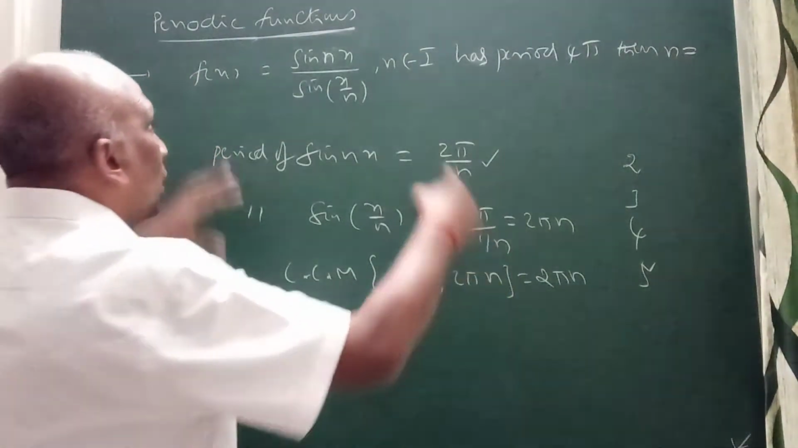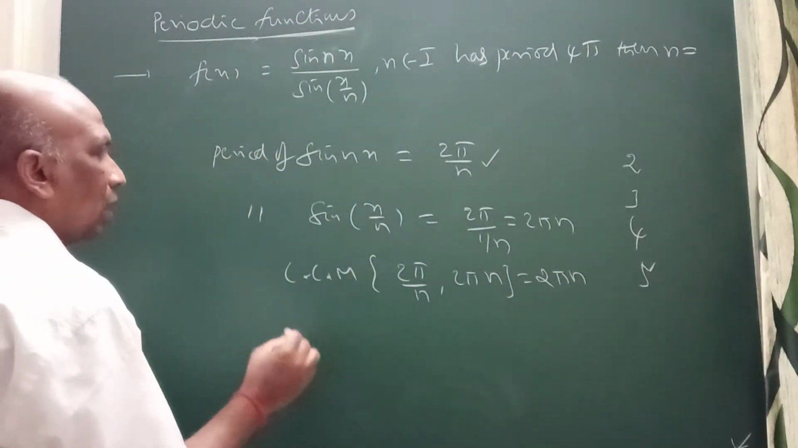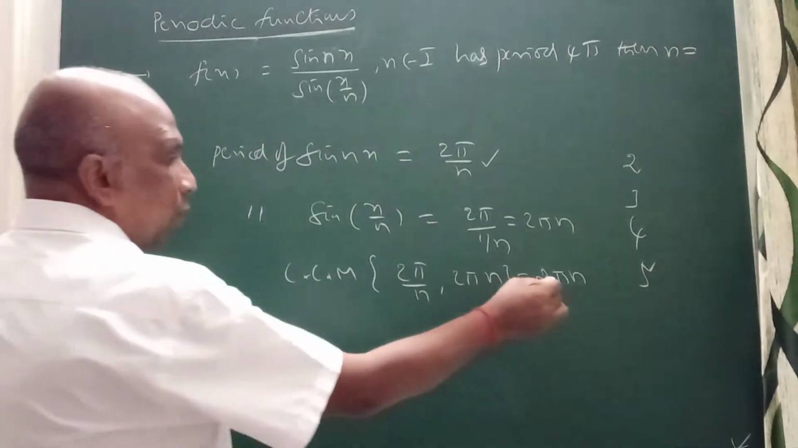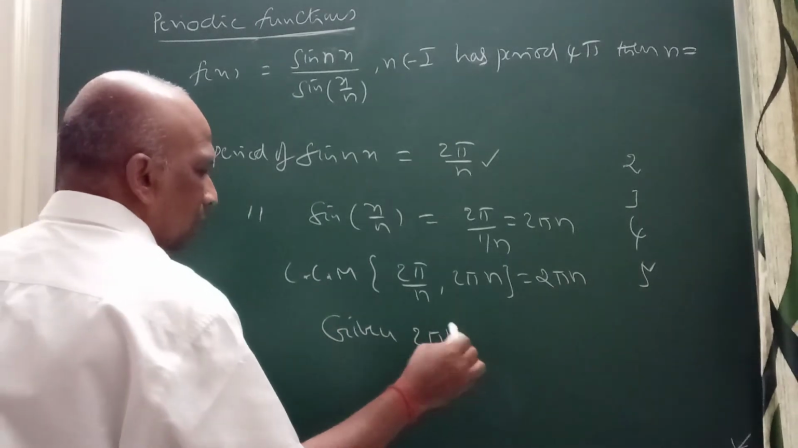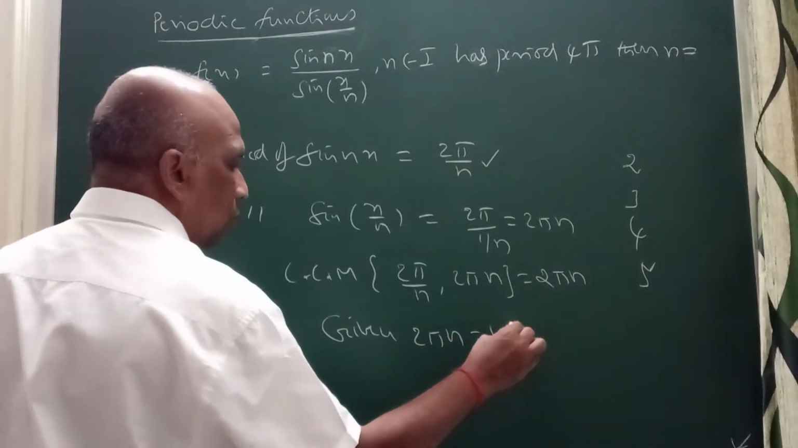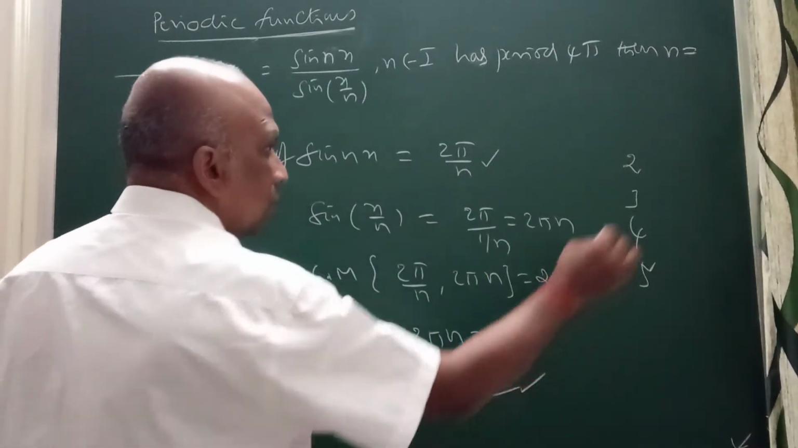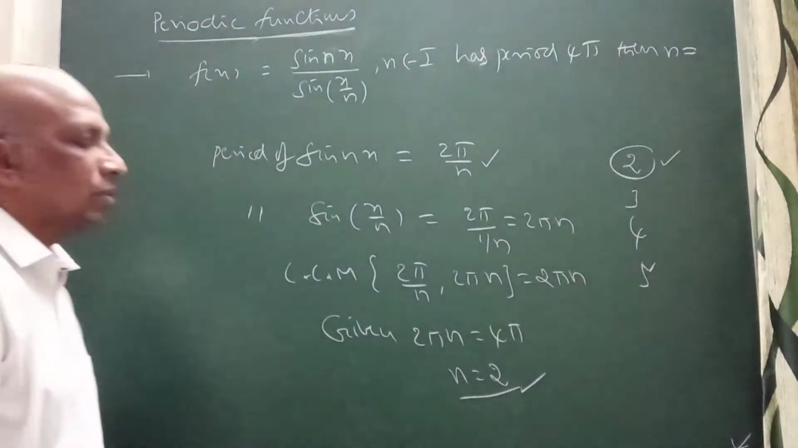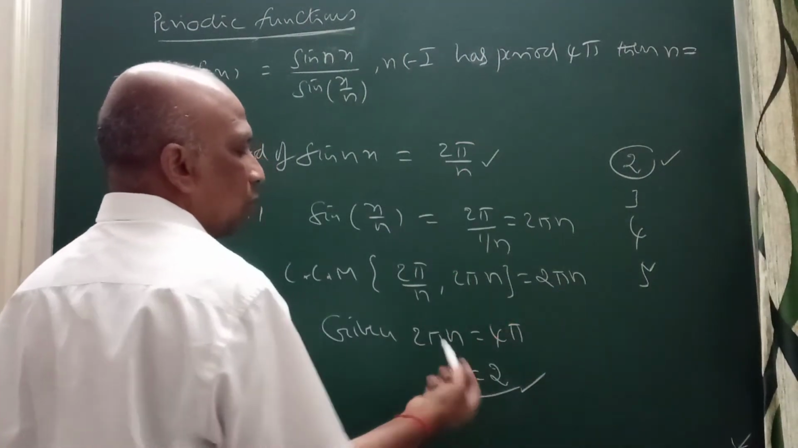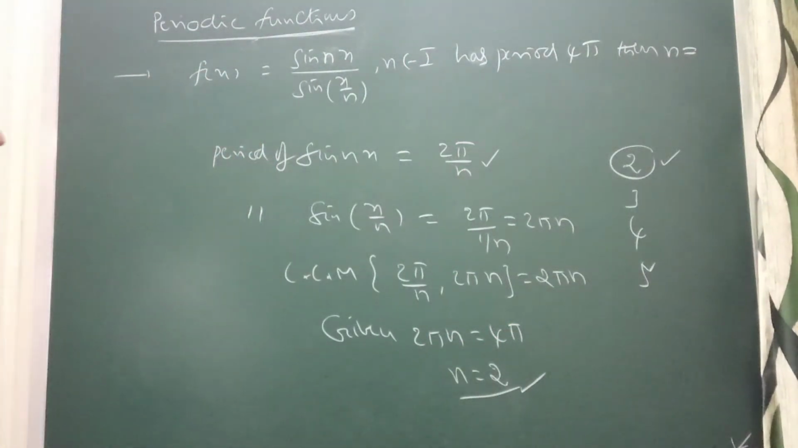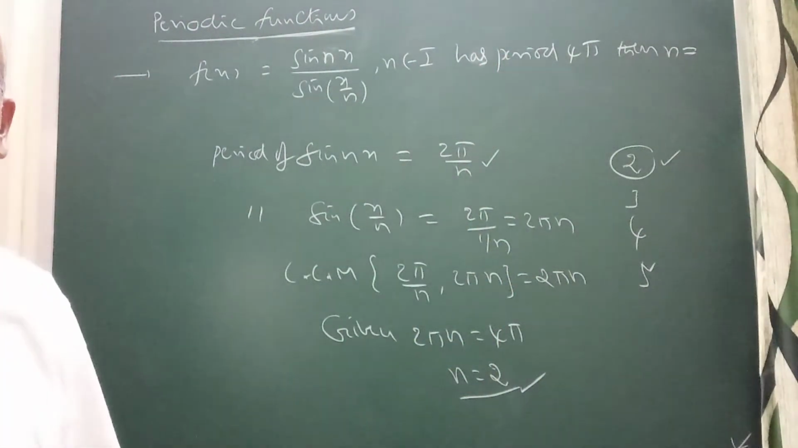We got the period of this function as 2 pi n, but they have given 4 pi. That means the period of f of x is 2 pi n, which is given as 4 pi. So 2 pi n is equal to 4 pi, and you will get n is equal to 2. The answer is 2.